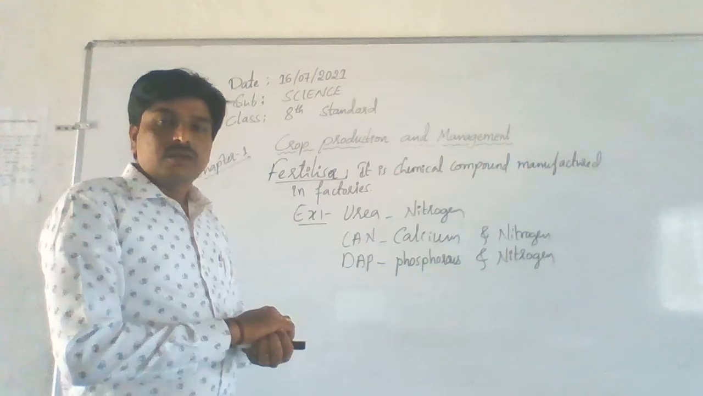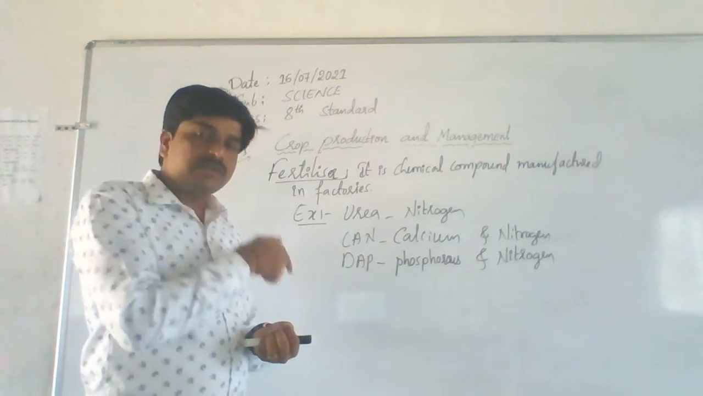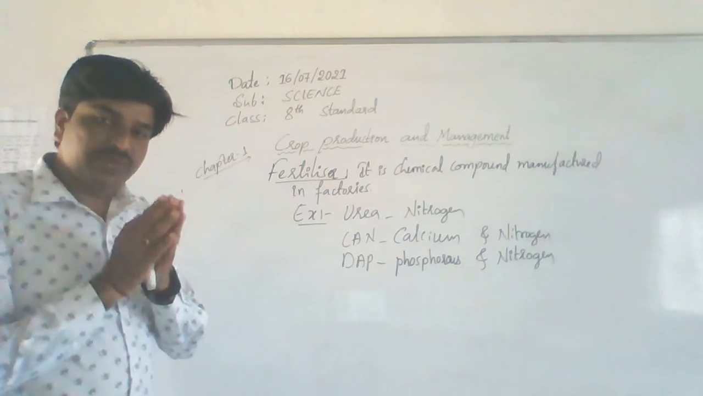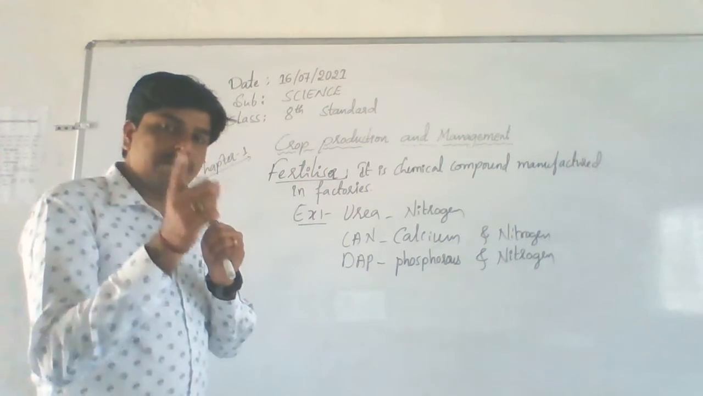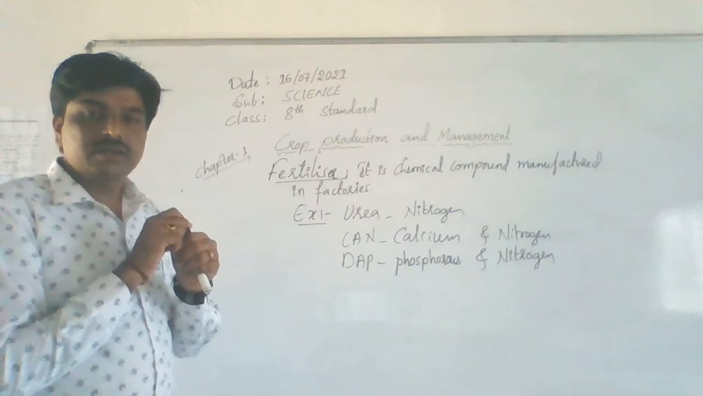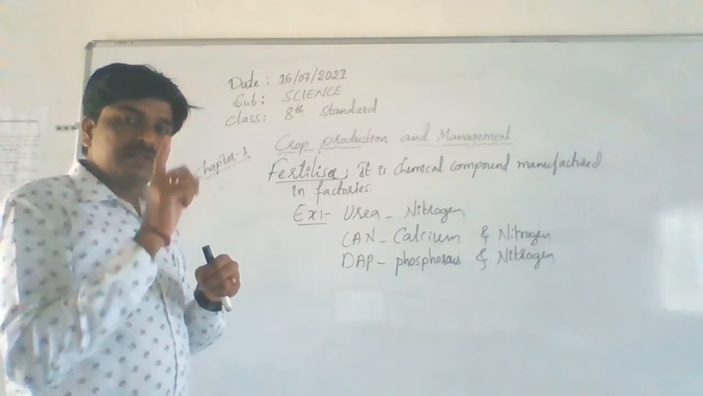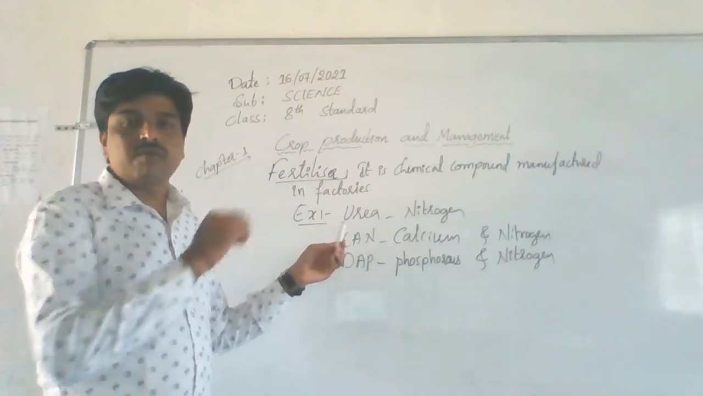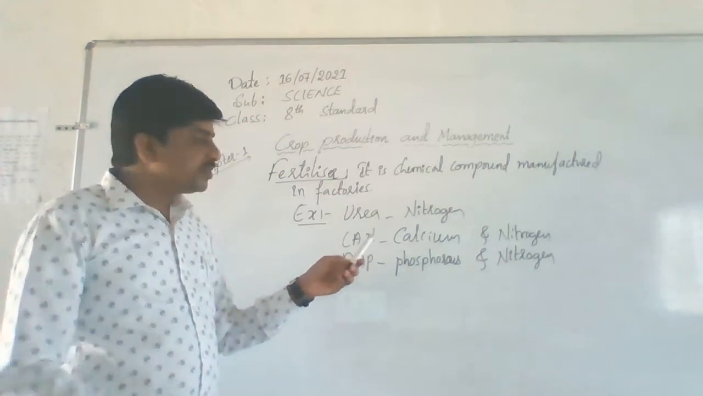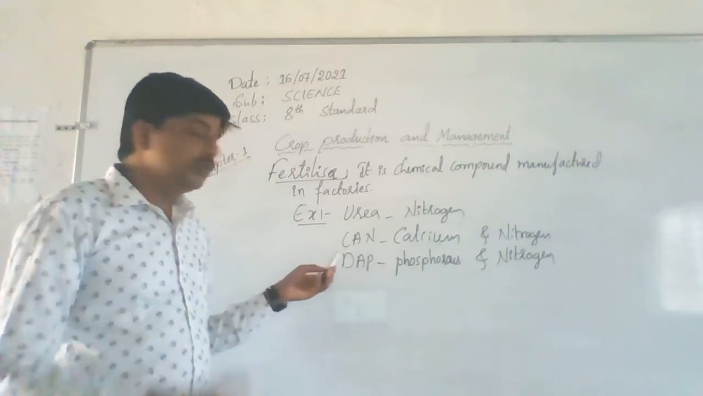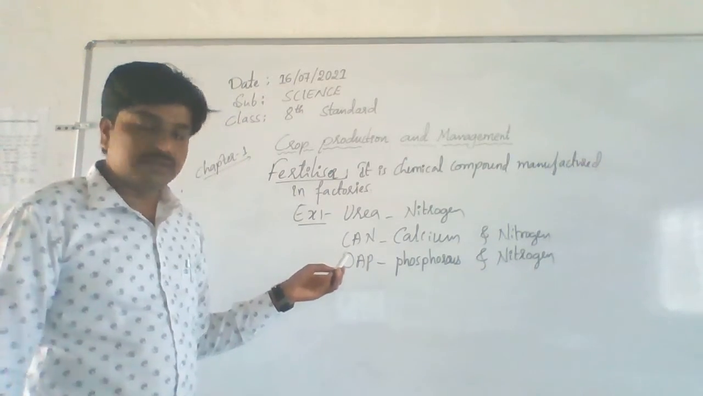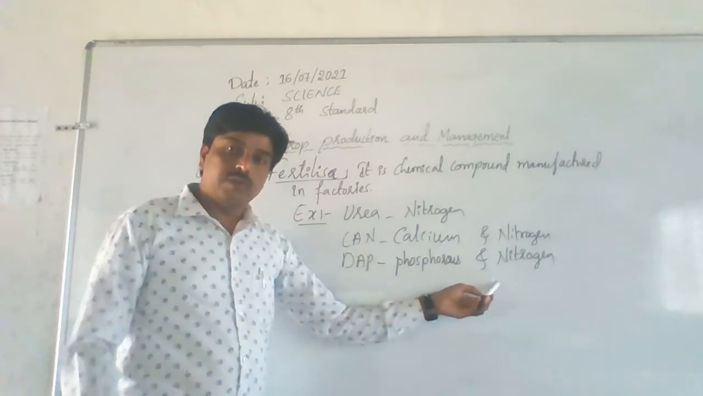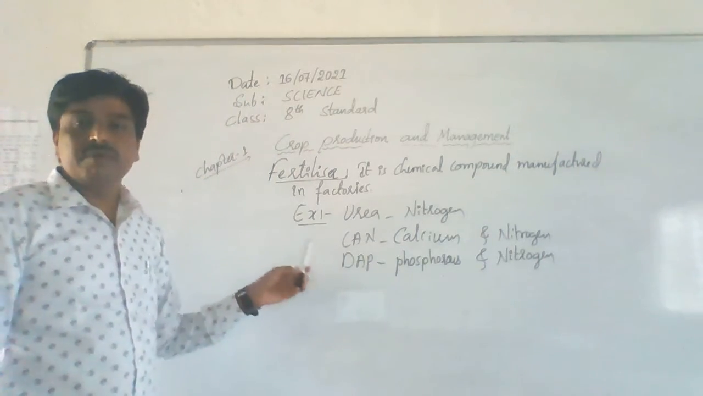It doesn't contain any specific nutrients, but these chemical fertilizers contain specific nutrients required for the growth of plants. Understand? Clear or not? If a plant requires nitrogen, you can use urea fertilizer. If some crops need calcium and nitrogen, use calcium ammonium nitrate fertilizer.